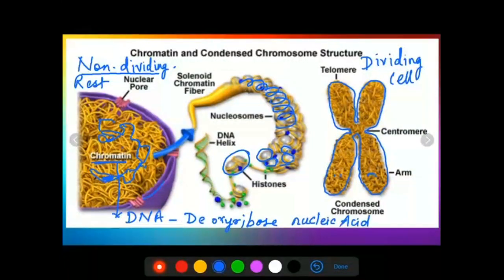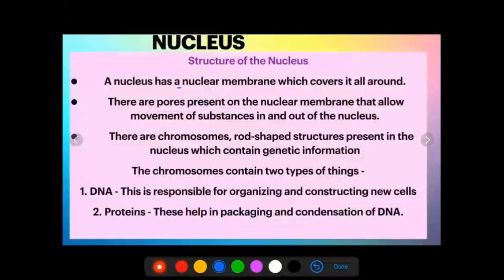This nucleus plays a very vital role in the life of a cell. First of all, it has the DNA. This is the genetic material which transmits the characters from parents to offsprings. And the other role of this nucleus is that it controls all the activities of the cell.